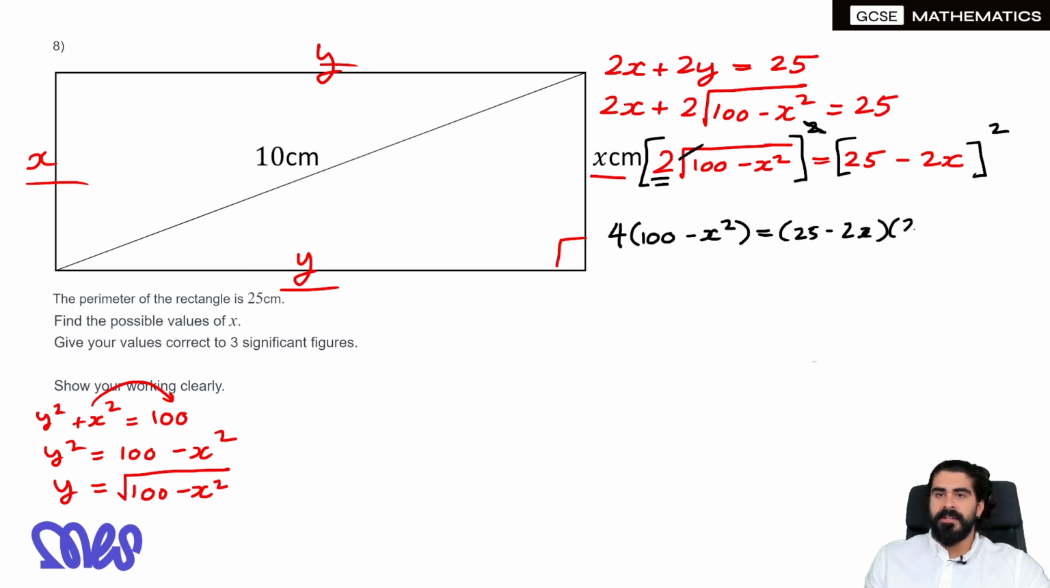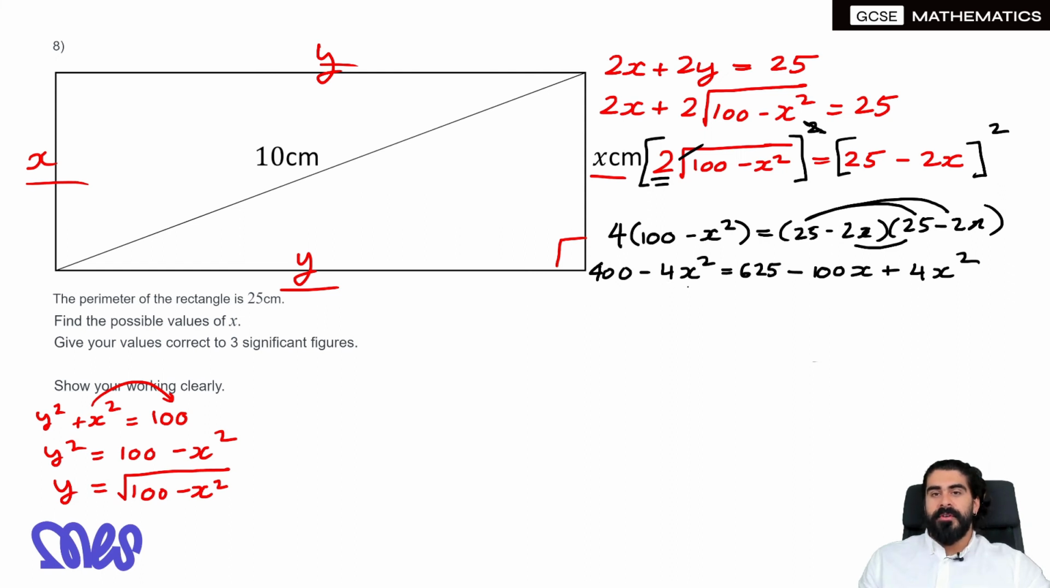So I'm going to write it out twice. So expanding, we have 400 minus 4x squared equals, so we have 25 times 25, which is 625, subtract 25 times 2 is 50. Then here we have minus another 50, which will be minus 100x, plus then 2x times 2x is 4x squared. We now move the smaller x squared, so this minus 4x squared, over to the positive one. So anything on this left side, we're going to move over to the right side. And now we solve that.